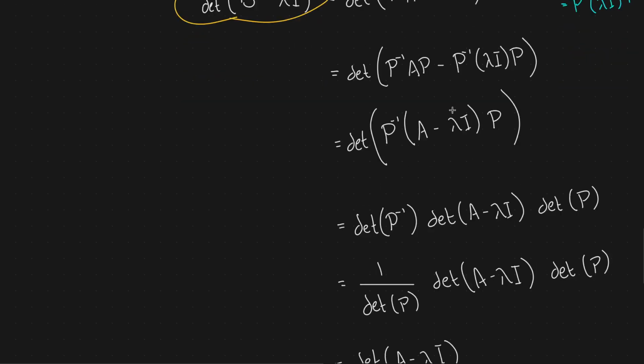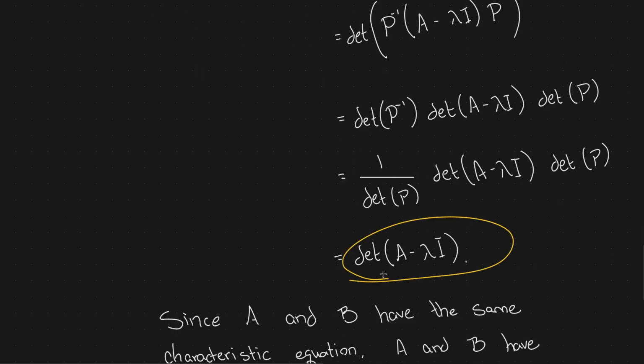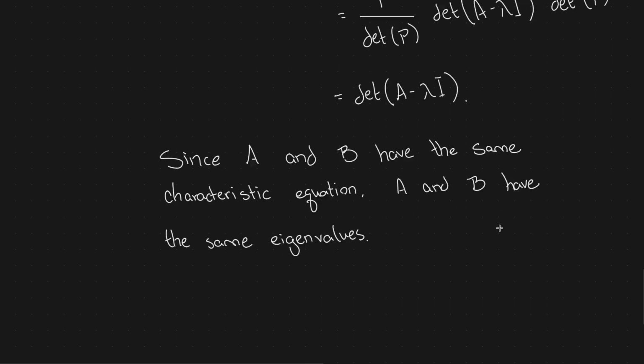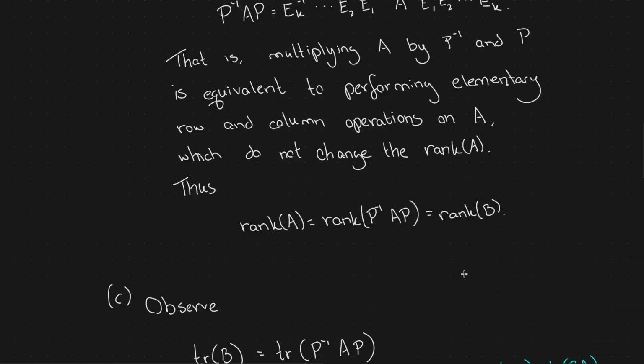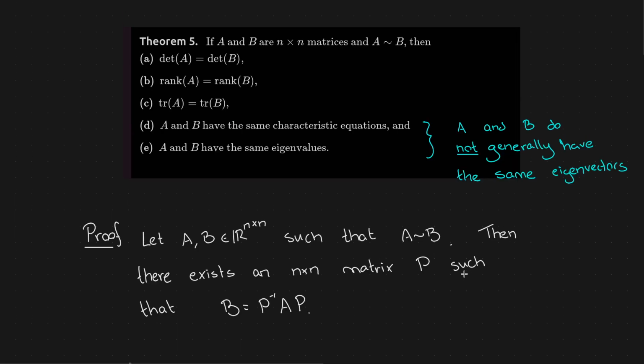The characteristic equation of B is equal to the characteristic equation of A. So we've shown that their characteristic equations are the same and they have the same eigenvalues. So that's parts D and E right here. And again, I just want to emphasize, even though they have the same eigenvalues, they generally do not have the same eigenvectors.